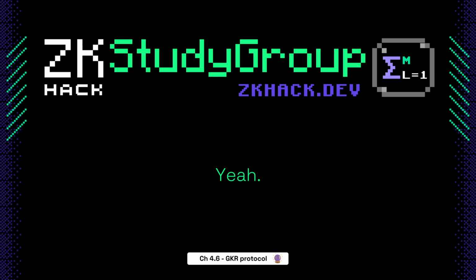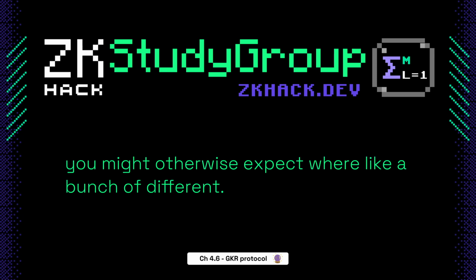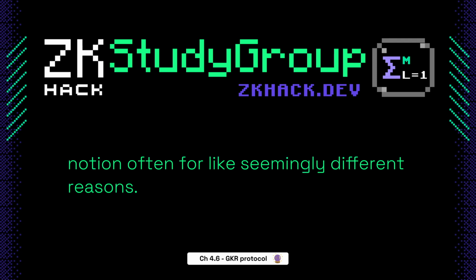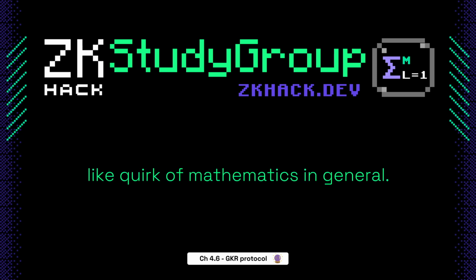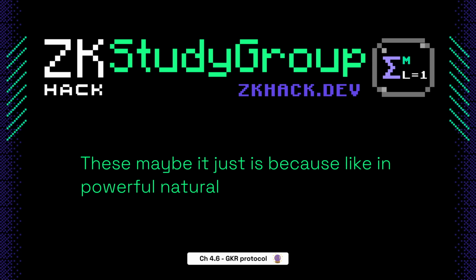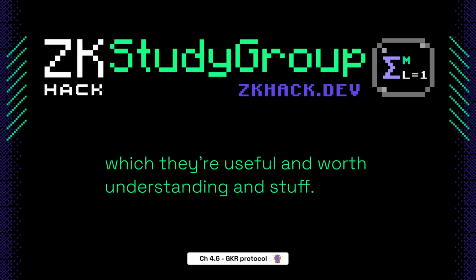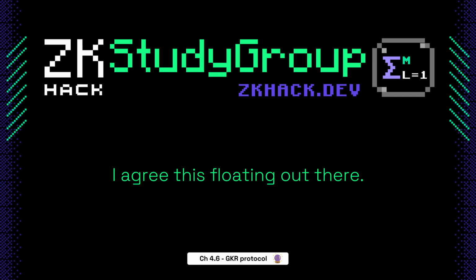Thanks. Yeah, this sort of thing happens more often than you might otherwise expect, where a bunch of different independent people discover the same notion, often for seemingly different reasons. I don't know. That's just some quirk of mathematics in general. Maybe it just is because powerful natural notions often have more than one perspective at which they're useful and worth understanding. It's in the ether. Yes, I agree. It's floating out there.